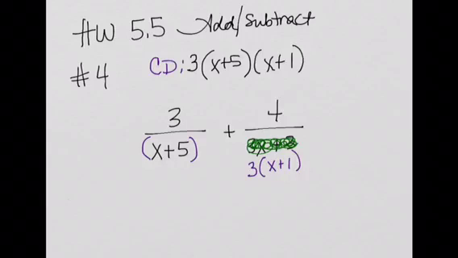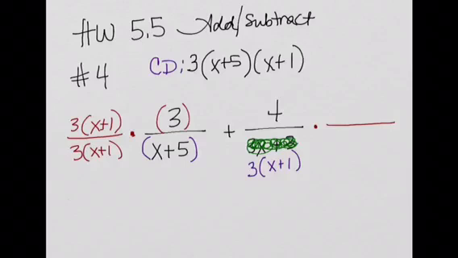So step number 3 is to figure out what they each need to be multiplied by in order to have that common denominator. Remember we do the same thing top and bottom, so that we're not changing its value, we're just changing how it looks. The first fraction has an x plus 5. What he is missing is this 3 times x plus 1. So I'm going to put that in the top and the bottom, and I will multiply that out in just a moment.